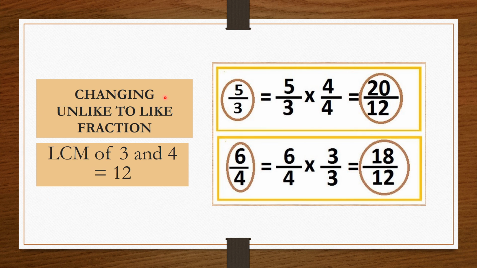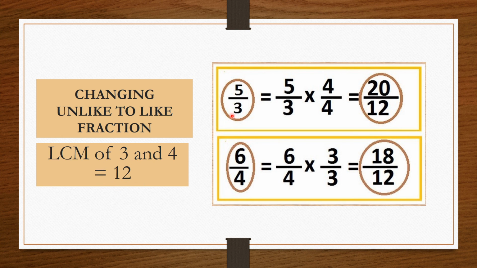One more example, changing unlike to like fractions. Now here the fractions are 5 by 3 and 6 by 4. Now you have to find the LCM of the denominators 4 and 3. So the LCM of 3 and 4 is 12, right? You can do it by the multiple method or by the prime factorization method. So you will get the LCM as 12.